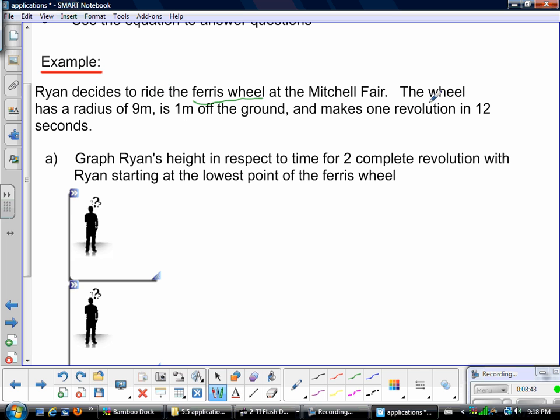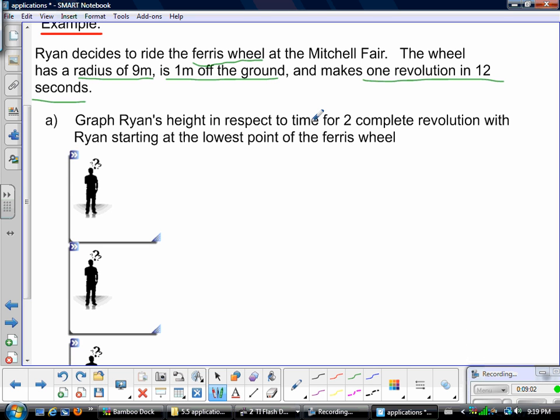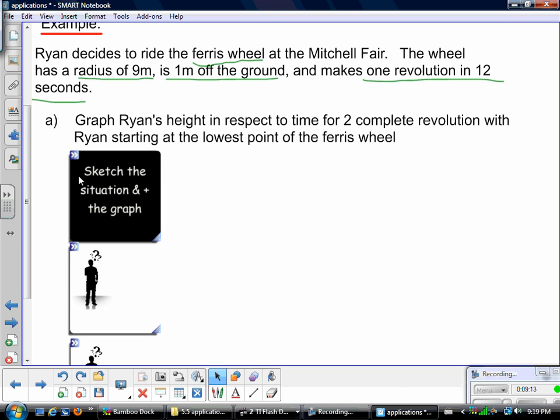Very similar stuff. So the wheel has a radius of 9 meters, is 1 meter off the ground, and makes one revolution in 12 seconds. So it's going pretty fast. It says graph Ryan's height with respect to time for 2 complete revolutions, with Ryan starting at the lowest point of the Ferris wheel. So the first thing I need to do is sketch the situation and then add the graph. I know that I have a Ferris wheel. I know it's a wheel. So I have this wheel. Get my pen up here. I have this wheel.